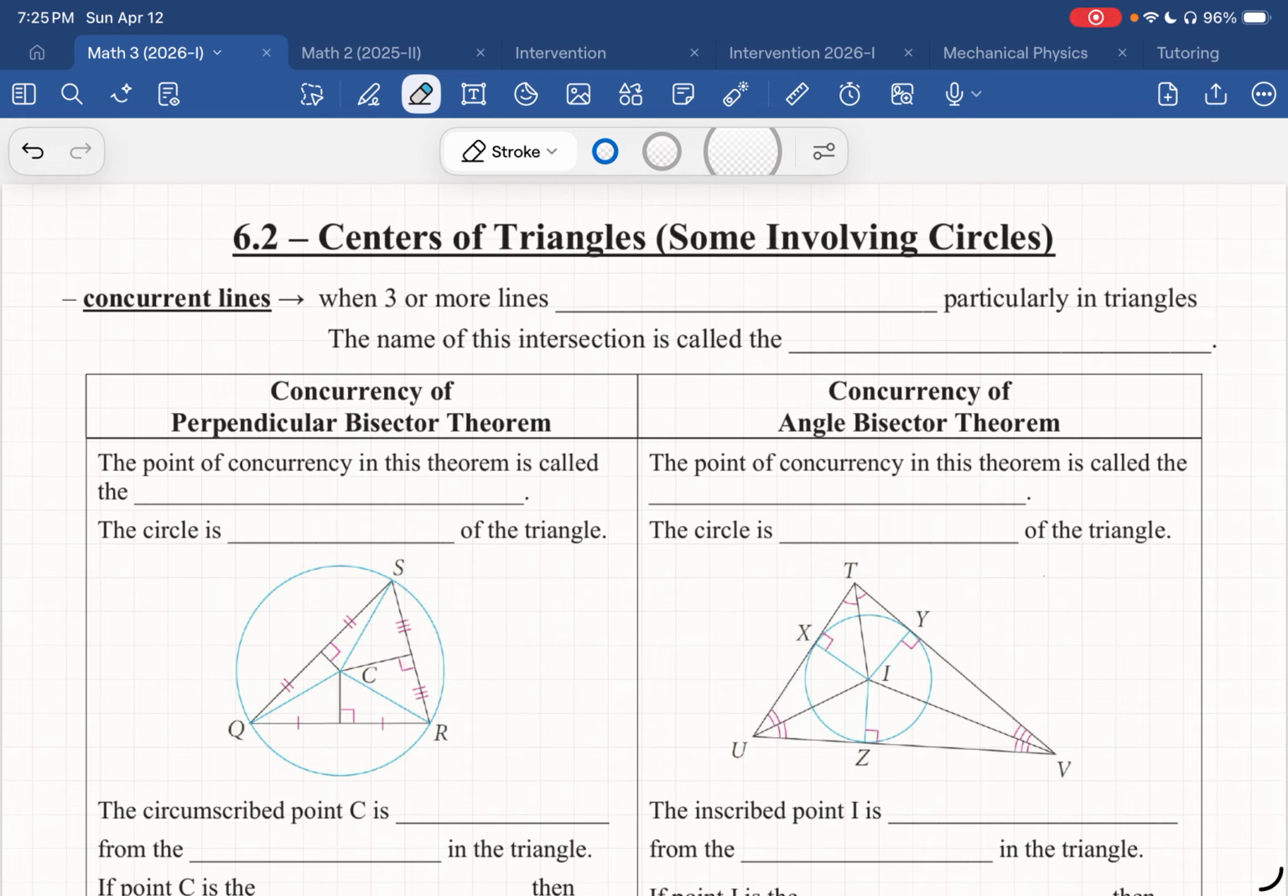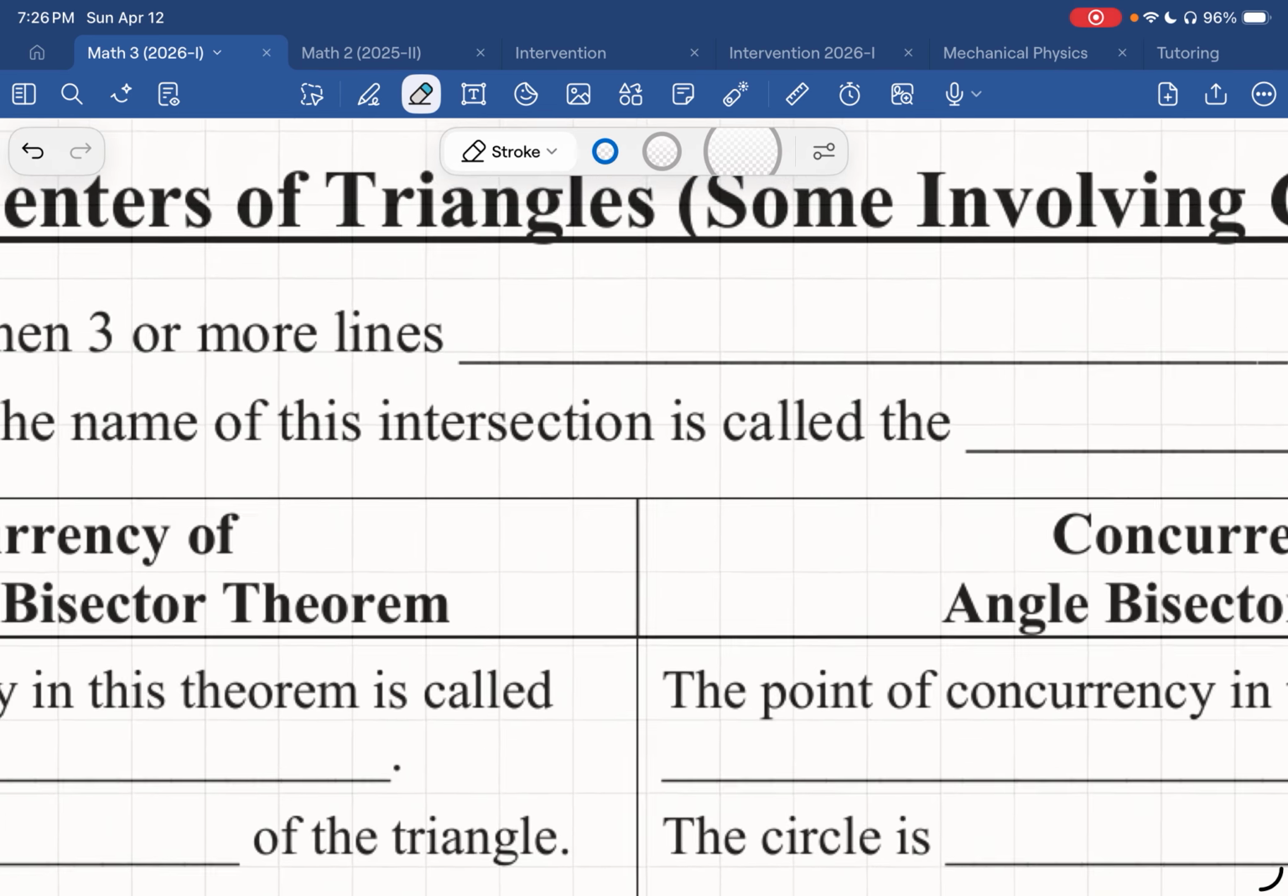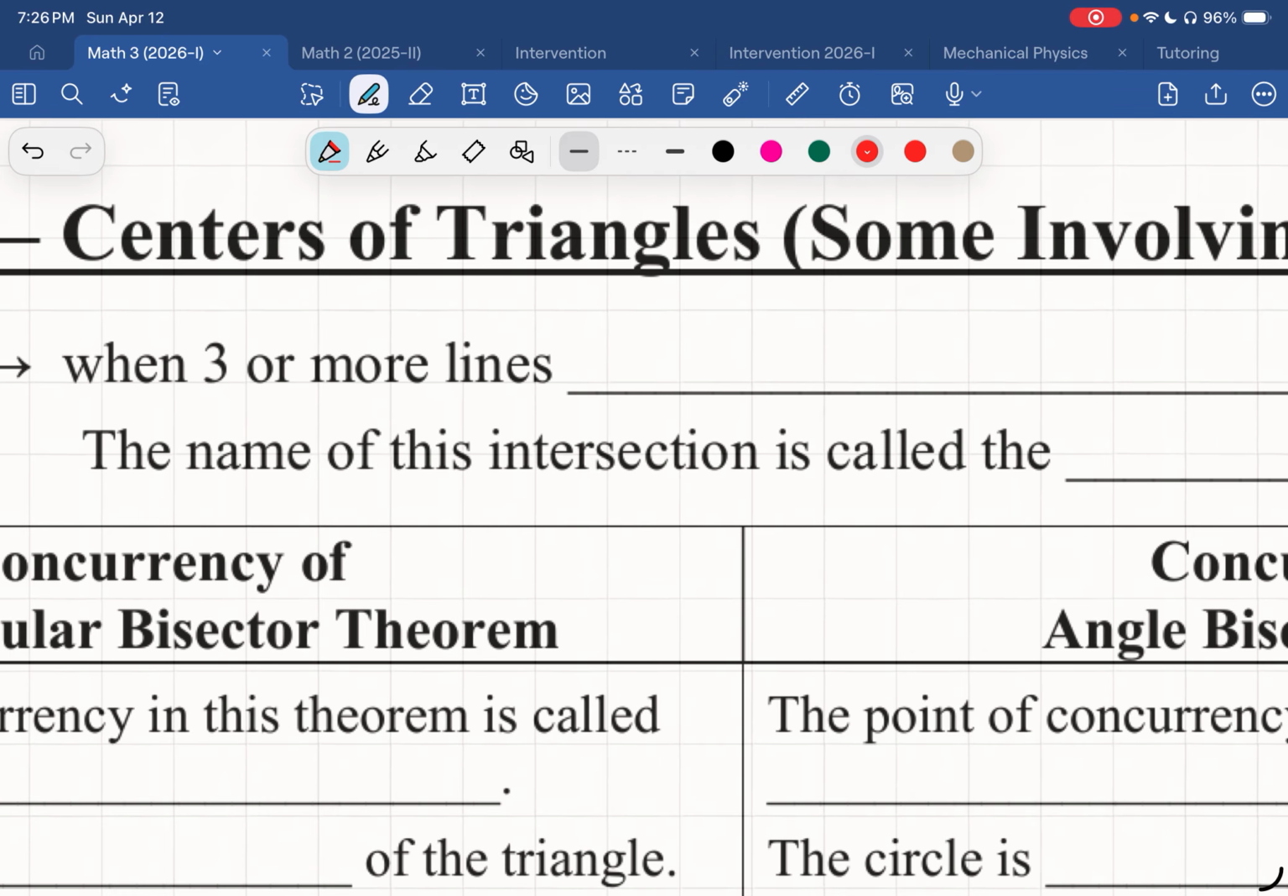So to start, we're going to talk about what a concurrent line is. Three or more lines are concurrent when they intersect each other at a single point. Particularly in triangles, the name of this intersection is called the point of concurrency. So let's go ahead and fill in the blanks here, with what I just told you.